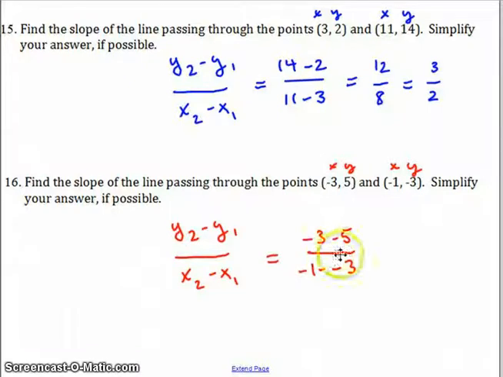For 16, same formula, same x's and y's. This time it's a little trickier because we've got a lot of negative signs here, and that's where we ran into some problems. This is a double minus here. Negative 1 minus negative 3. Well, double minus becomes plus. So negative 1 plus 3 is 2. I have negative 8 over 2, which simplifies down to negative 4.